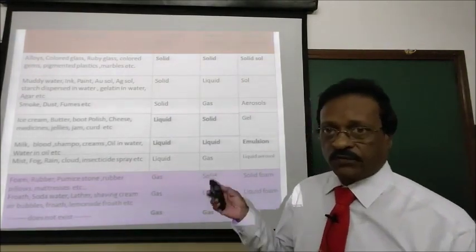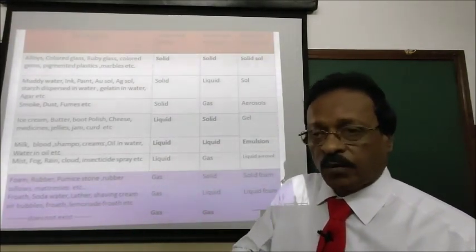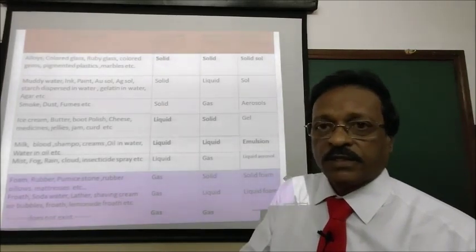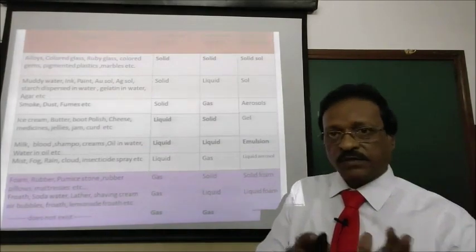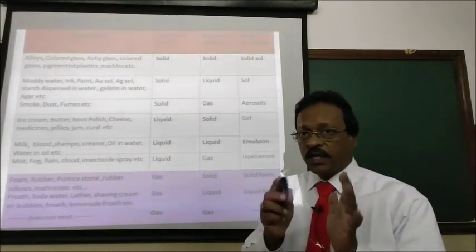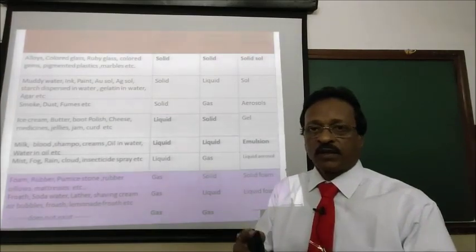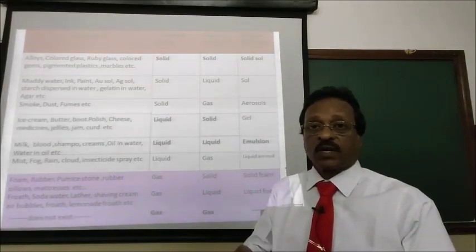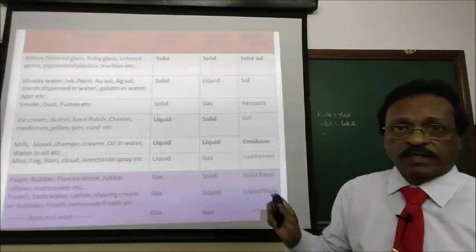Students, please follow this table. Try to apply your mind. You can take any number of examples. A number of other examples are available in your NCERT. Please open it and apply your mind. Say what is the dispersed phase and what is the dispersion medium in each colloidal system, and what is the name of the system. What is the sol? What is the emulsion? What is the gel? What is the aerosol? All these names you should become familiar with as early as possible in this chapter.